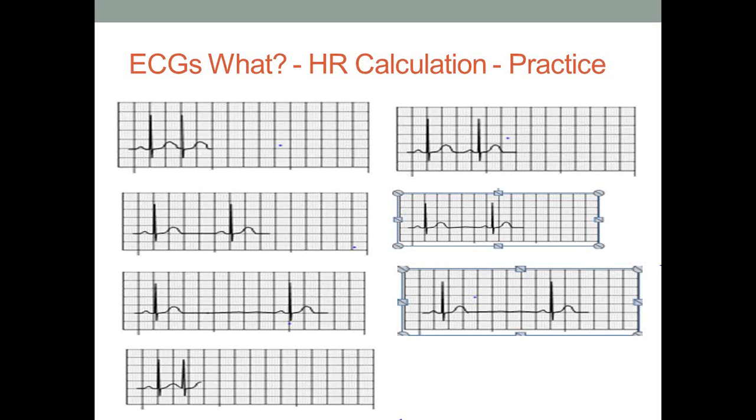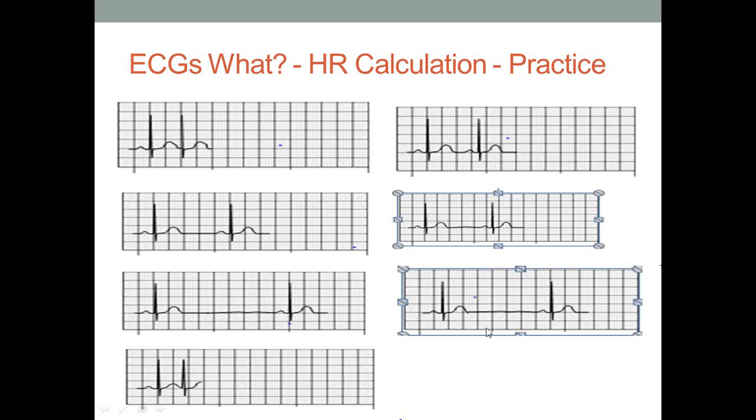Hopefully you're feeling a little bit more comfortable with this by now. If not, stop and do all of these all over again. So start with that first QRS complex: 300, 150, 100, 75, 60, 50. Halfway between 50 and 60, 55. So that heart rate is about 55.